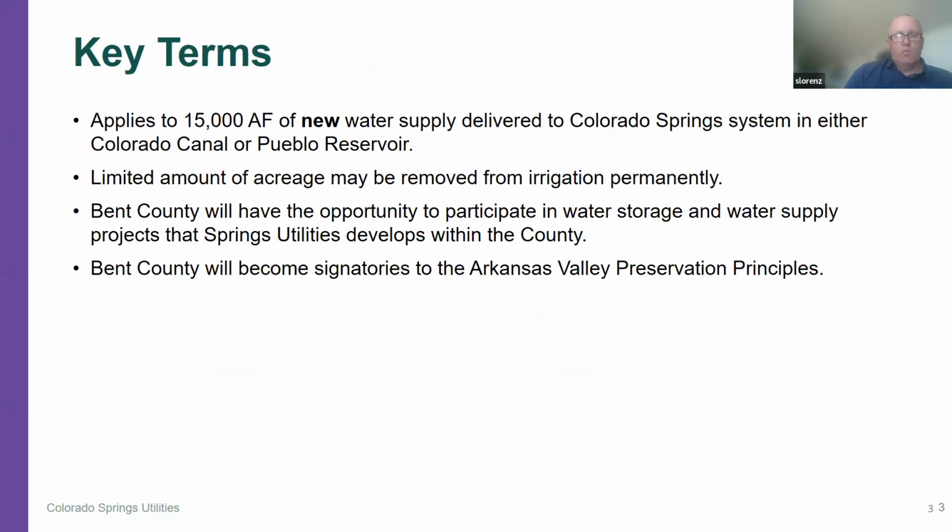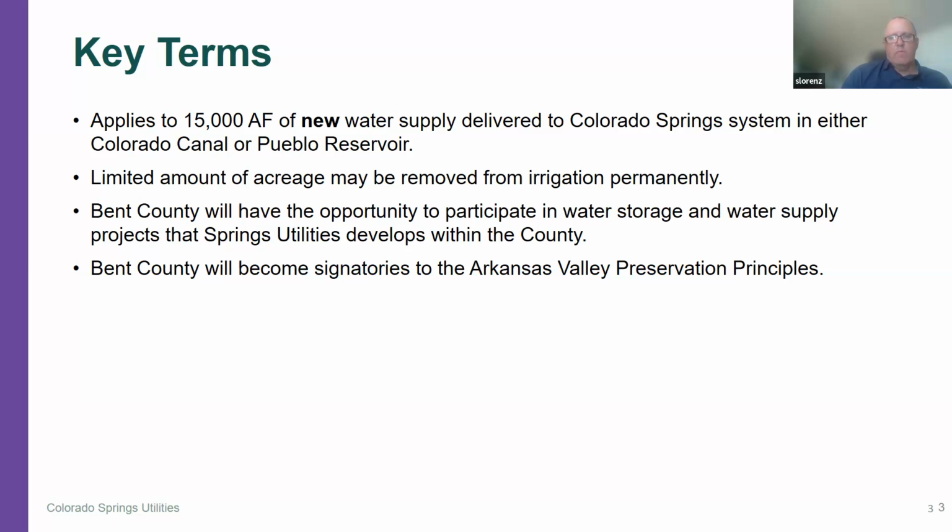Okay, so what this applies to, we could develop up to 15,000 acre feet of new supply. To give you a sense, that would be about 10% of the total water supply in the county, and that's almost exclusively used for agriculture. There is a limited amount of acreage to be removed, and you're going to hear when we talk about the next project why that amount is included.